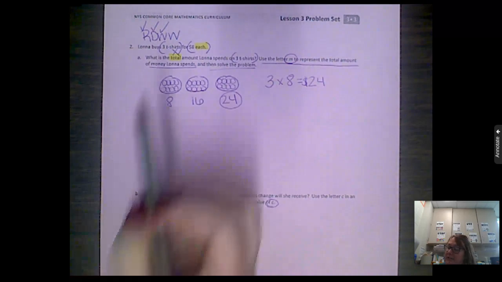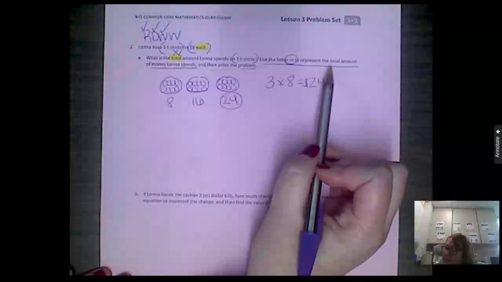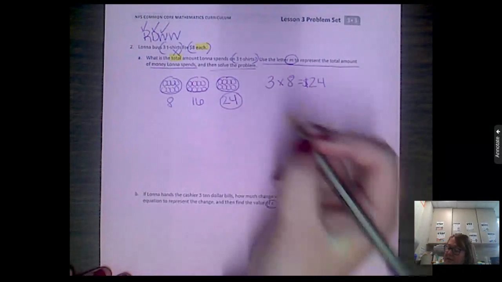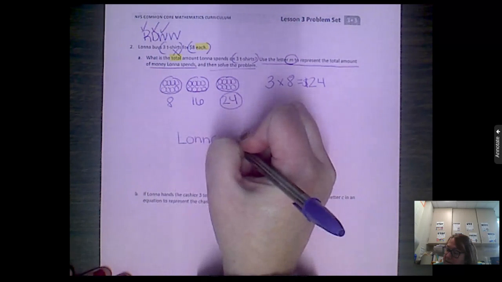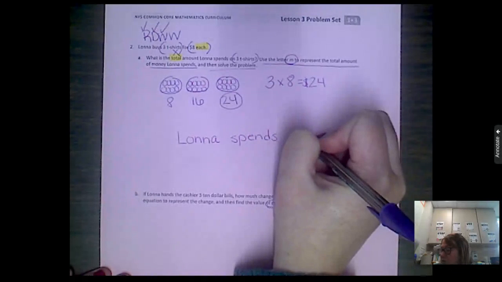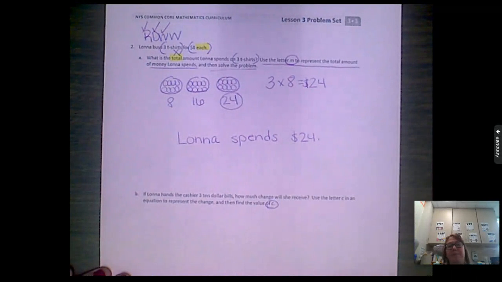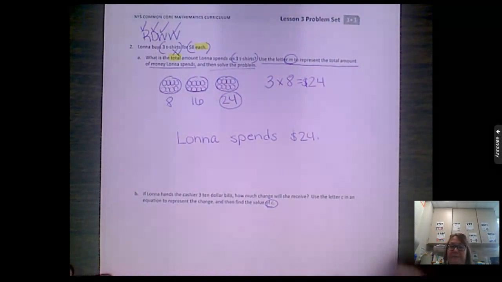The last thing is to write our word sentence. So I go to my question. We want to find the total amount of money Lana spends. So Lana, with a capital L, Lana spends $24. Period. Good. If you had done that on your own or checking, how'd you do? Make sure we have all of the components of our RDWW, okay?